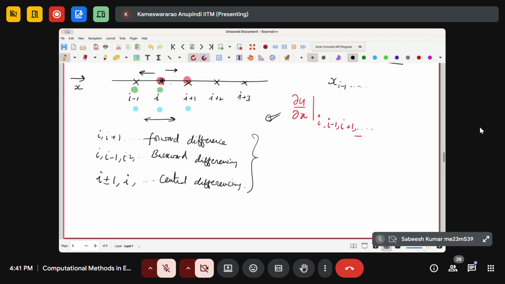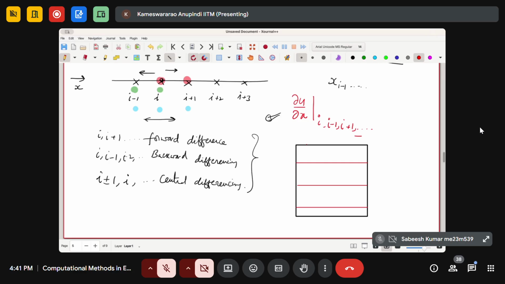For example, let me draw a two-dimensional grid here. Let us say we have a domain like this, and then we have discretized it with several points like that. So let us say we have 1, 2, 3, something like that. Let's say my mesh is something like this. So I have some mesh here. And I have meshed it in the y direction also.